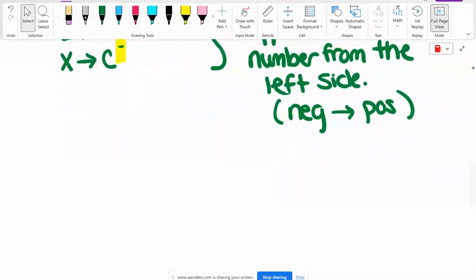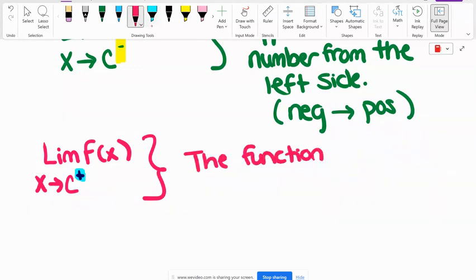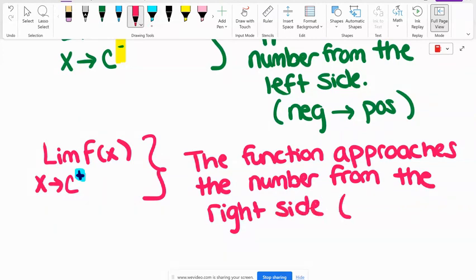Now let's say I gave you the limit of f of x as x approaches c, and now I'm doing a little plus sign. Any guesses? From the right side, exactly. So this is telling us the function approaches the number from the right side. And that way we'd look from positive to negative, so right to left.